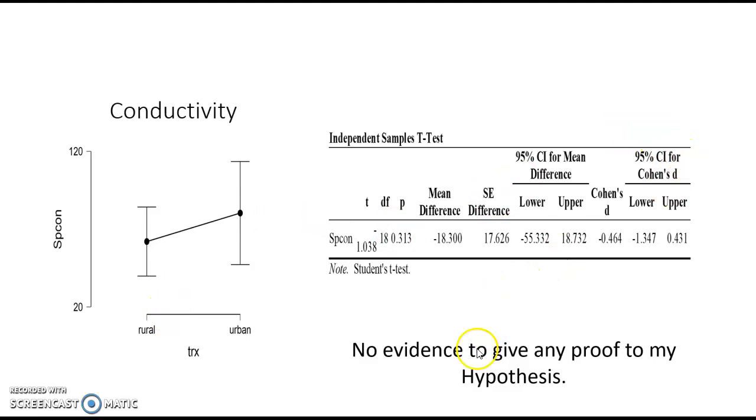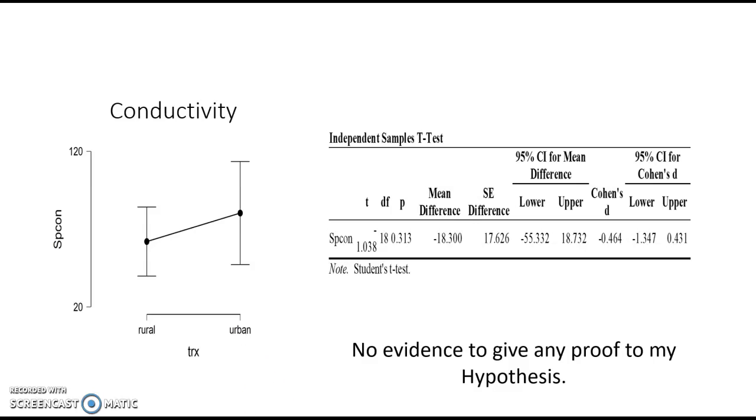Given that my hypothesis was that urban water would have a higher conductivity than the rural through salinization, this graph and table right here shows that there is no evidence to have any proof to my hypothesis. And as I pointed out, the 14 being the lowest and the highest being 182 in the urban areas, the urban environment completely encompasses all of the samples taken in rural.